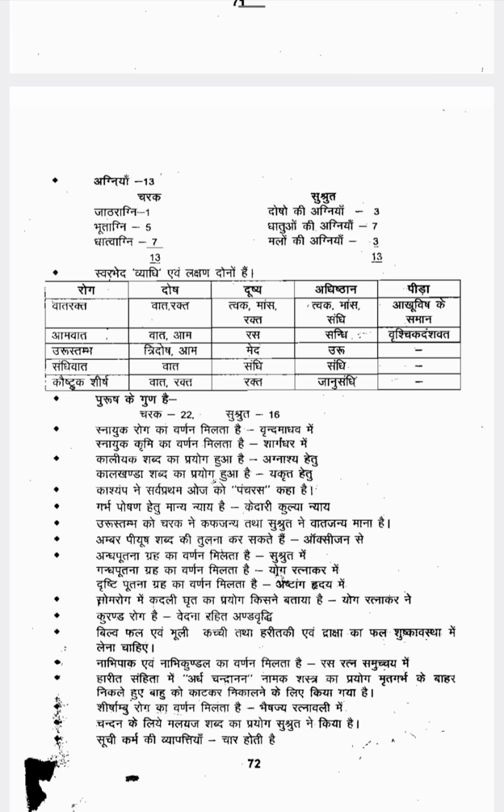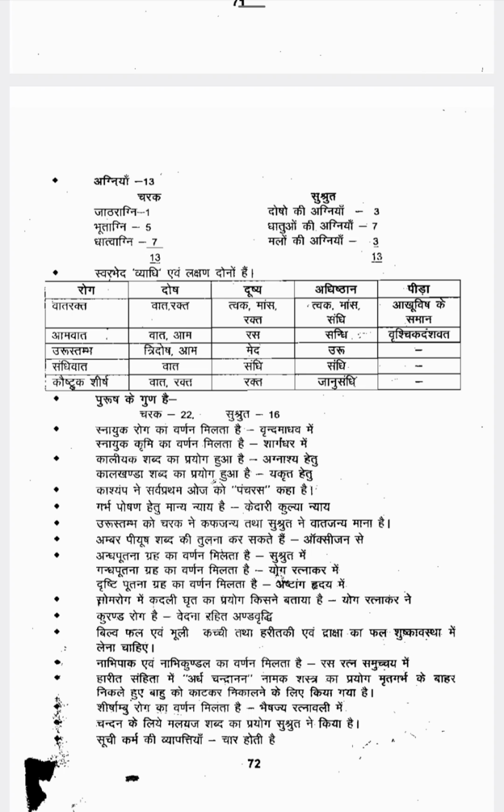Then Nabhi Paka, Nabhi Kundala, this type of conditions are mentioned under Rasaratna Samuchaya. Then in Harita Samhita, Ardha Chandranana Namaka Shastra ka prayoga Mrida Garbha ke bahar nikale huye bahu ko kaat kar nikalne ke liye kiya gaya hai.